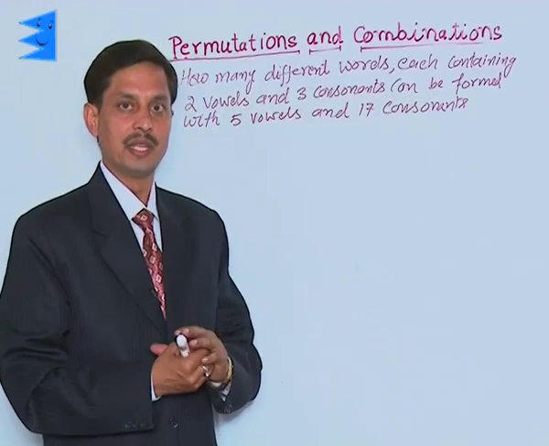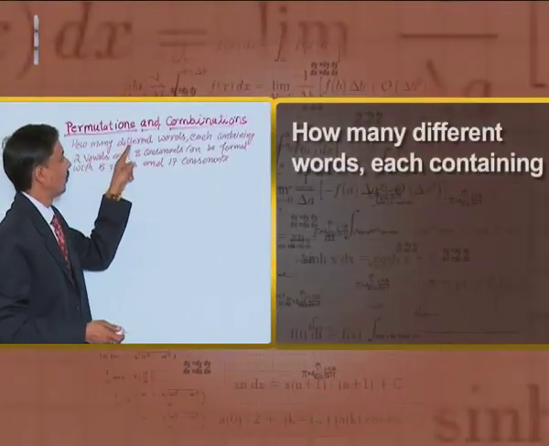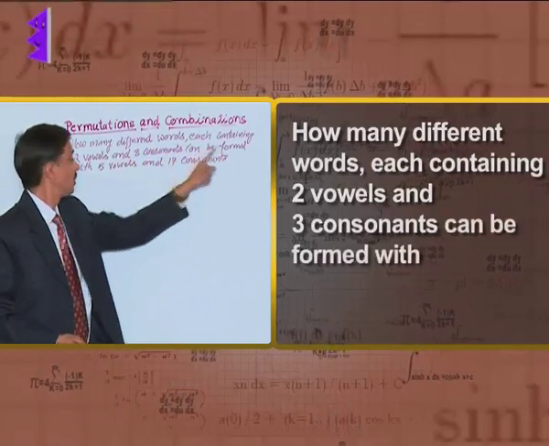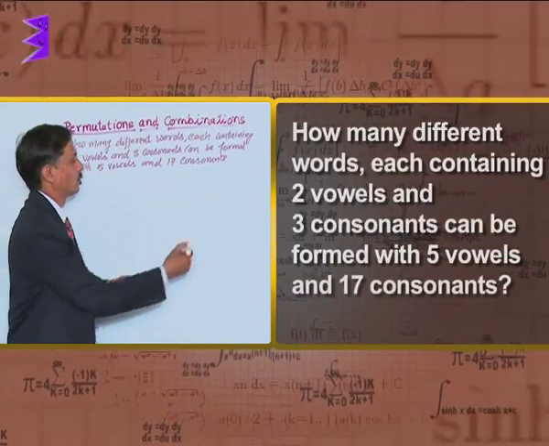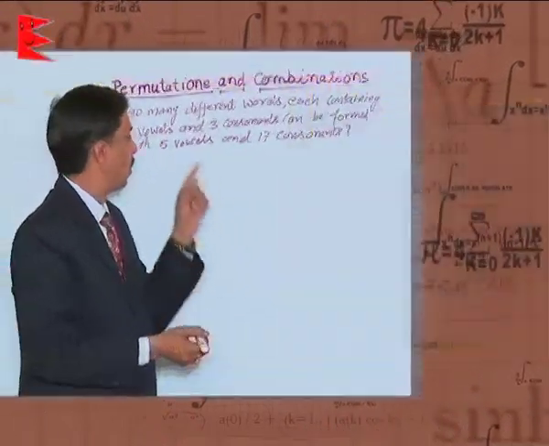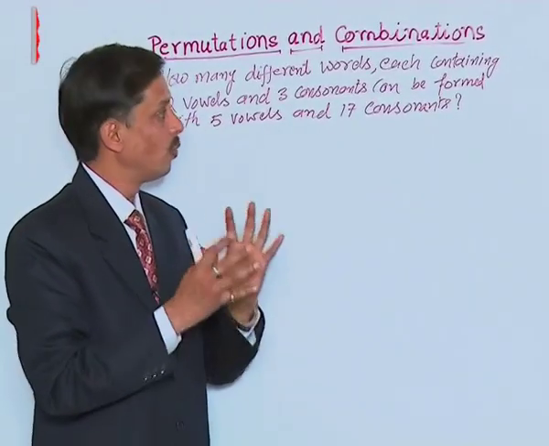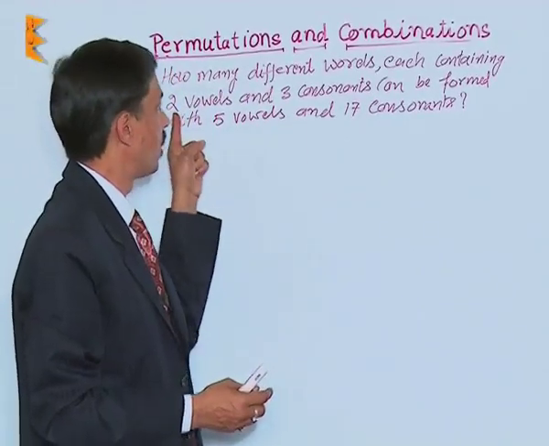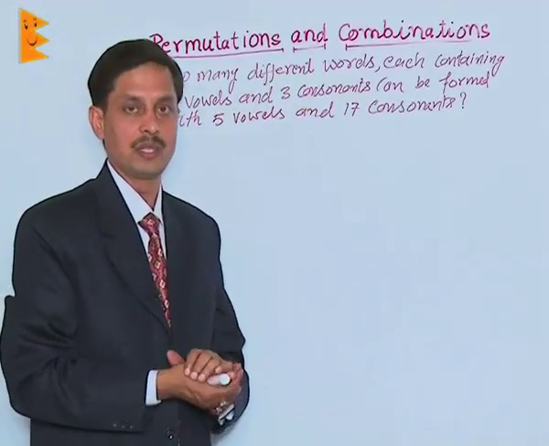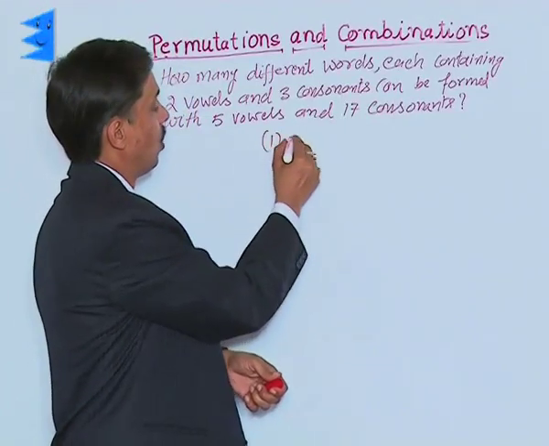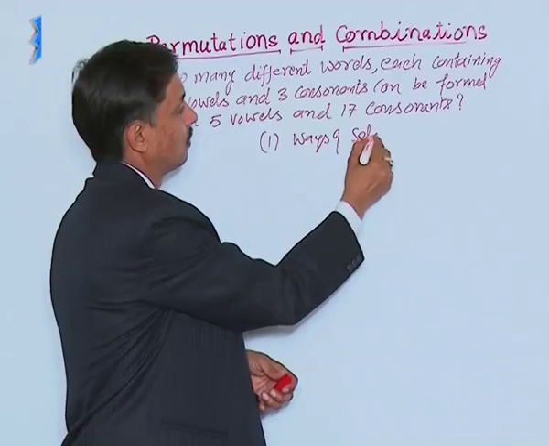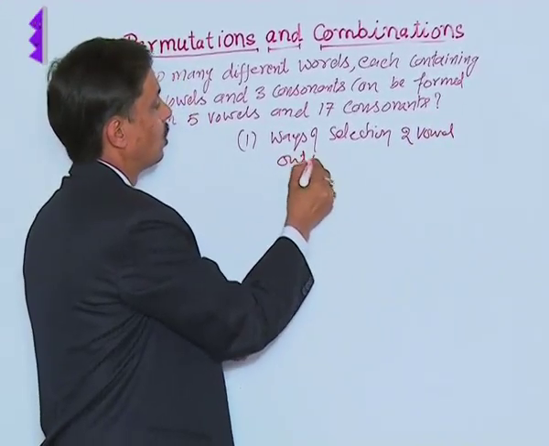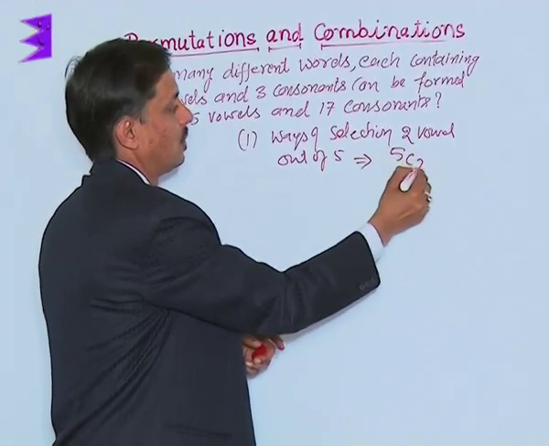Now one more problem of combination: how many different words each containing 2 vowels and 3 consonants can be formed with 5 vowels and 17 consonants? We are available with 5 vowels and 17 consonants. We want to make as many words as we can, but the condition is that the word must have 2 vowels and 3 consonants. So first, the ways of selecting 2 vowels out of 5. The answer is 5C2.